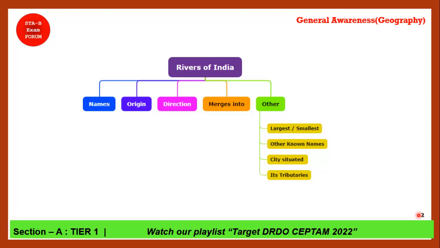So this is a concept map for this video. We will understand rivers of India with majorly 5 points. What are the names, what is their origin, and in which direction they are flowing, and where they are going to merge, and the other things like what are their other known names, what are the cities situated near them and their main tributaries. Okay, so without further ado, let's see the rivers first.